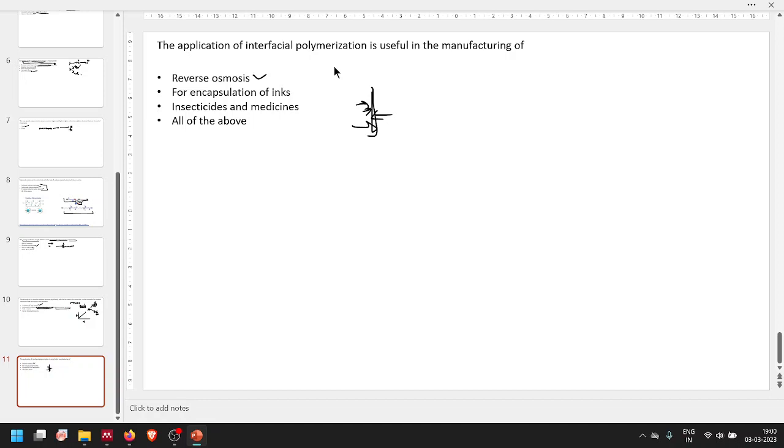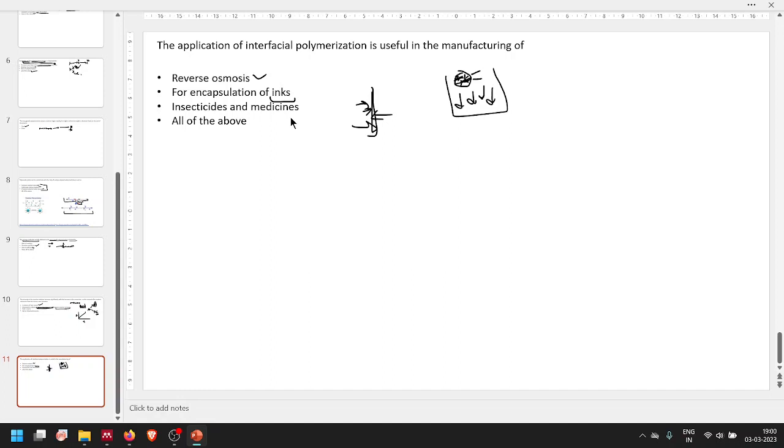Next, we have encapsulation of inks. What happens in encapsulation of ink is that if ink is floating in a medium, the ink is encapsulated in a polymeric coat. That results in an interface between the outer medium and the ink itself. And because of this, the ink will get encapsulated and it will settle down at the bottom. So that's why encapsulation of ink is a good application for the interfacial polymerization process.